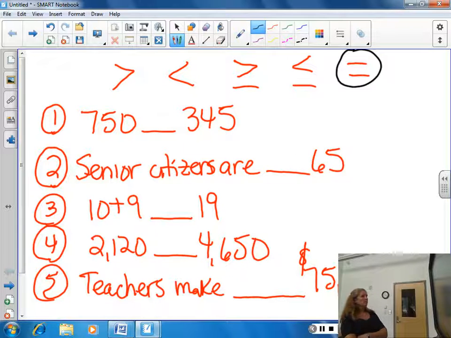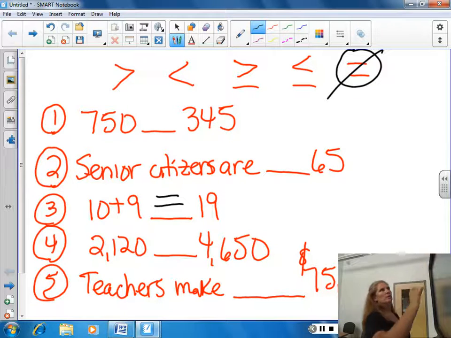Well, these two things are not equal. Senior citizens don't all equal exactly 65. But 10 plus 9 always equals 19. So I could use that one right there, and I'm done with that symbol. What about 750 and 345? 750 is definitely greater than 345, so I could use this symbol. But I could also say it's greater than or equal to, so that's not a great one to use.